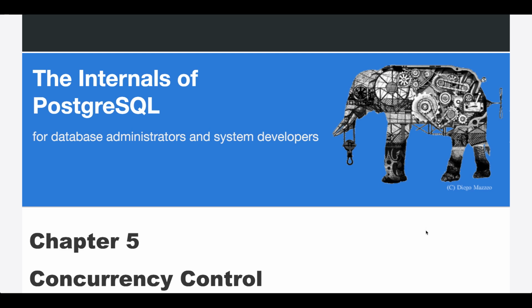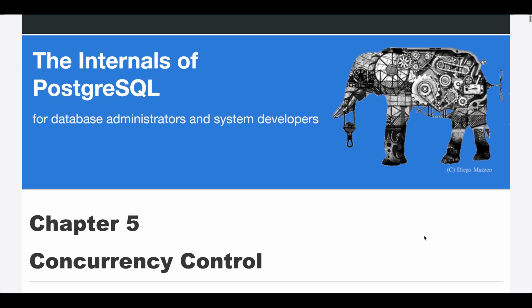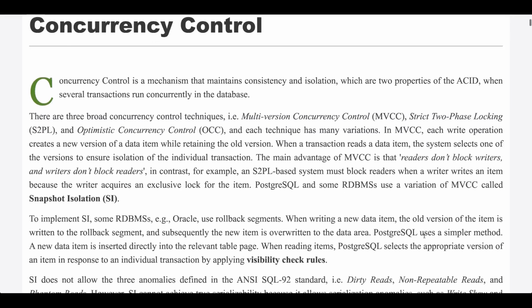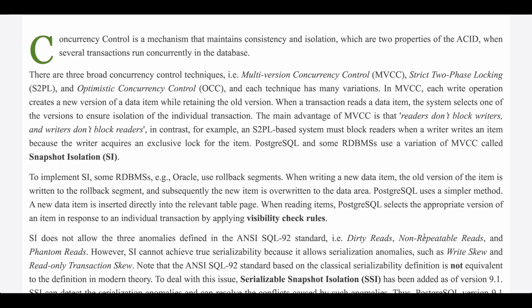The Internals of Postgres. Chapter 5, Concurrency Control. Concurrency control is a mechanism that maintains consistency and isolation, which are two properties of the ACID, when several transactions run concurrently in the database.